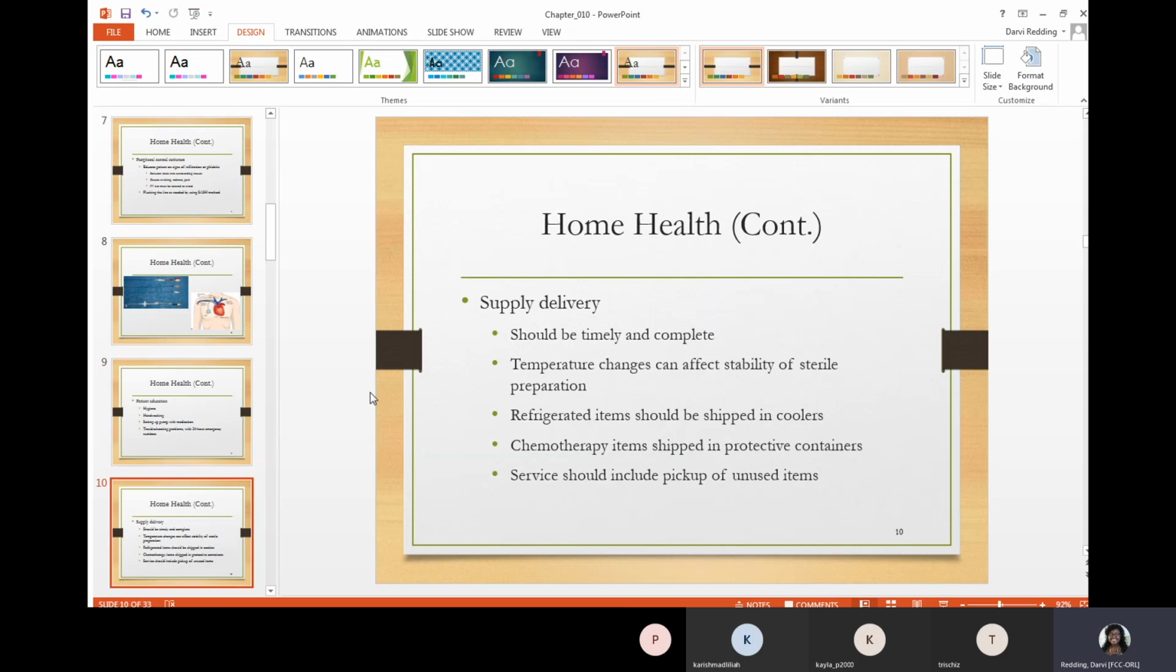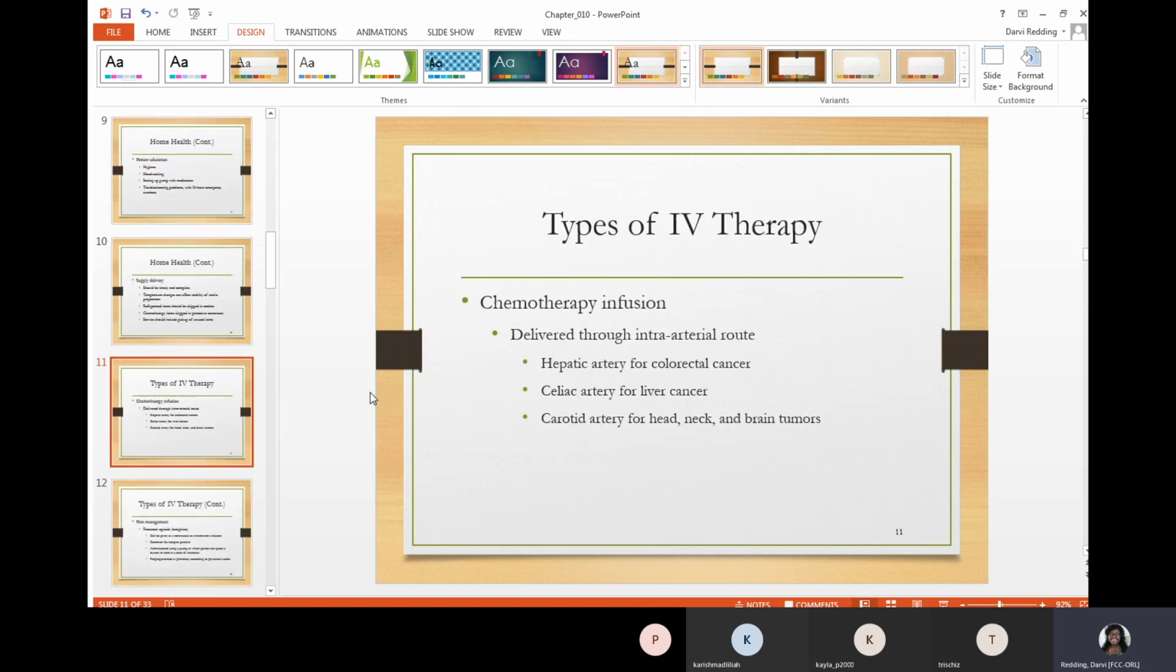Now with the supply delivery, it should be timely and it should be complete. All of the items should have the storage requirements on there to check for the temperature, and if something changes, because that could affect the stability of the sterile preparation. If something's refrigerated, those items should be shipped in coolers. Chemotherapy items would be shipped in protective containers, something that might have the biohazard sign on it so that a person would know. And the service should always include a pickup of unused items. So just letting you know about what happens when some supplies are delivered.